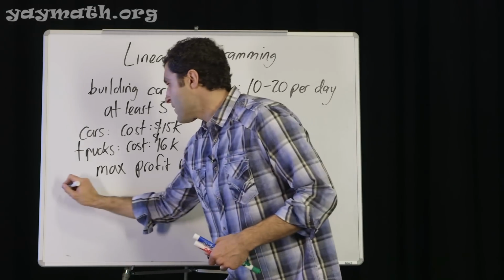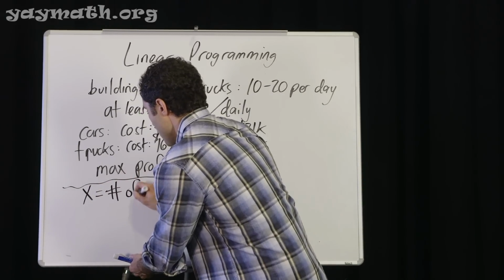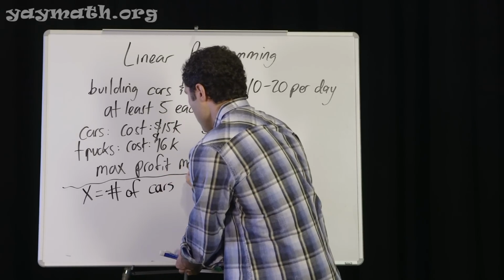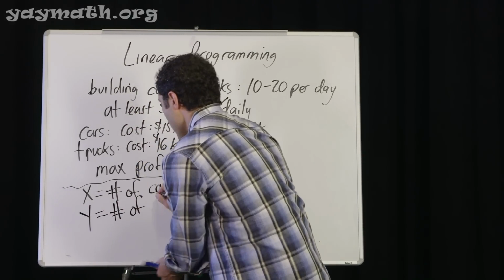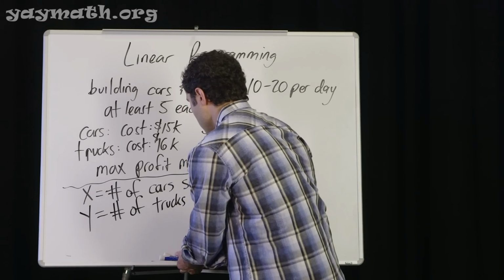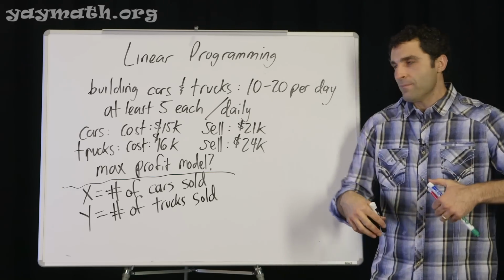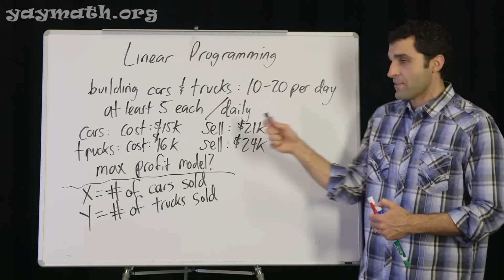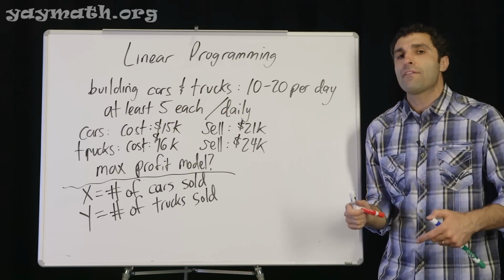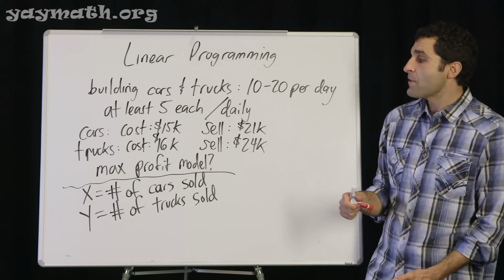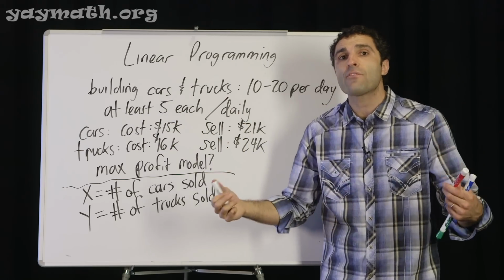So why don't we let X equal number of cars sold, and naturally Y equals number of trucks sold. So that's how we can frame all our equations. So let's start at the bottom, because we did start at the bottom, now we're here. At least 5 of each daily, meaning there must be 5 or more cars made every day, and there must be 5 or more trucks made every day. If you recall what at least means, 5 or more.